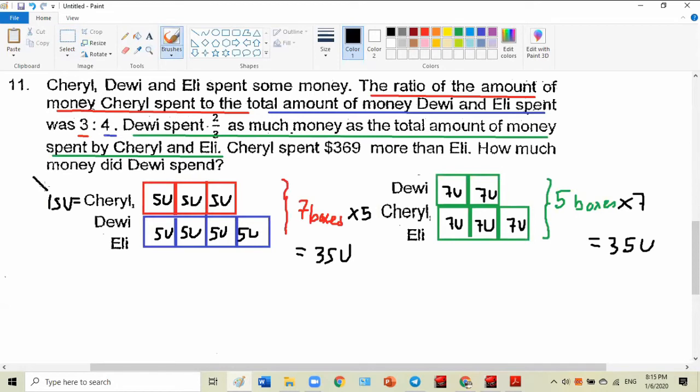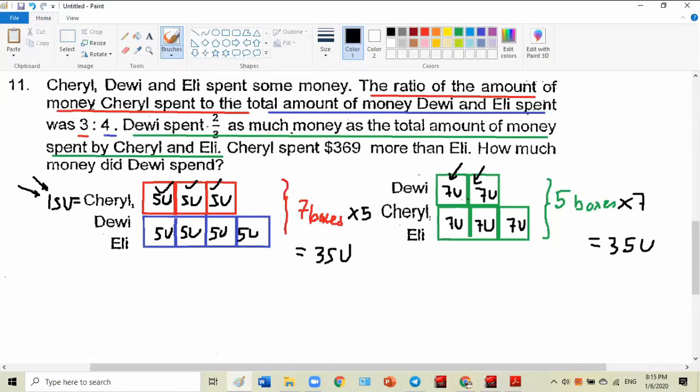Don't cut off the question. Anybody see? I'm writing Cheryl spent 15 units here. You look at the box: 5, 5, 5, and it belongs to Cheryl. Cheryl spent more than Ellie. Where is Ellie? I cannot find Ellie, but I can find Davy. Davy is here.